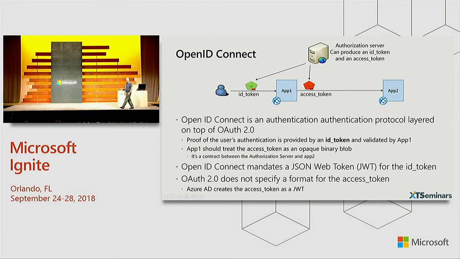But remember, App 1 can look inside the access token, but absolutely shouldn't. It should treat it as a binary blob, because at any time the implementation could change, and there's nothing inside that token that is relevant to App 1. That's really, really important. The audience on that access token is App 2, and that's the only one that should be consuming it. App 2 is going to take that token, and it's a contract between the authorization server, which is Azure AD in our case, and the backend API.